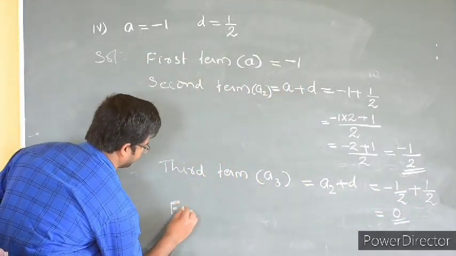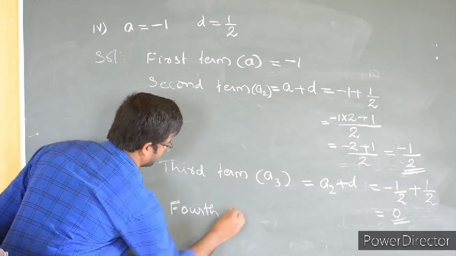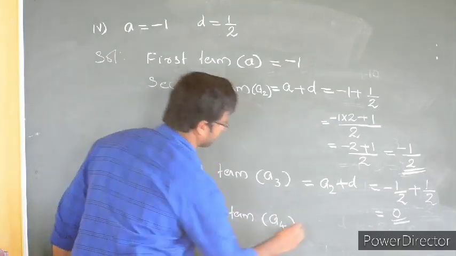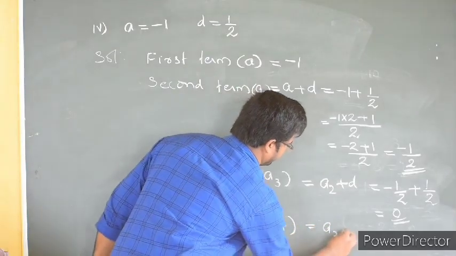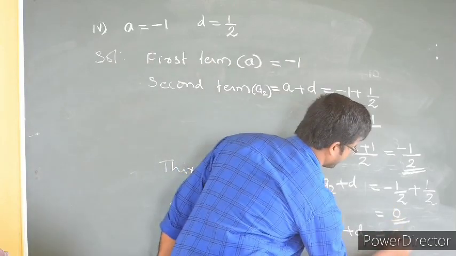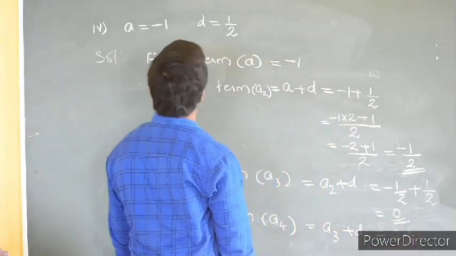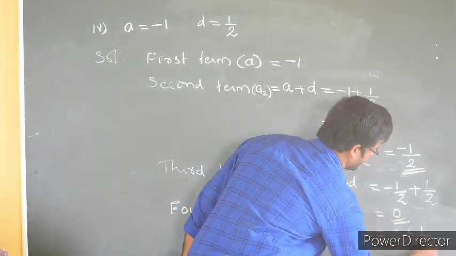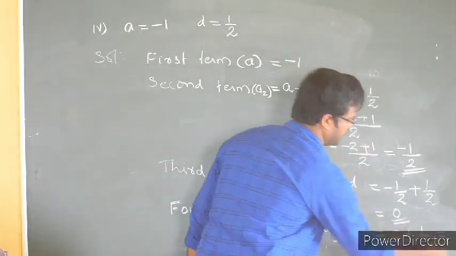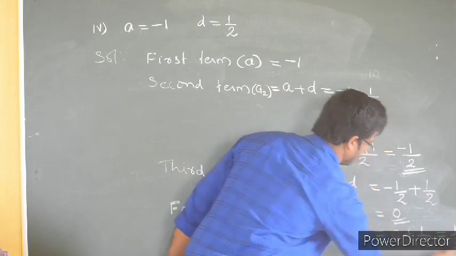Then fourth term, A4, that is A3 plus D. A3 in here we got it 0, plus D. D is 1/2, equal to 0 plus any number, that same number you will get. 0 plus 1/2 is 1/2.